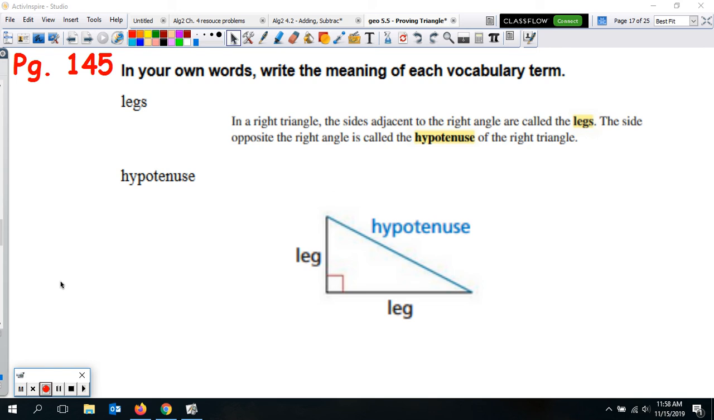Okay, so we're going to go back to 145. Look at our vocabulary. It has two there. It says legs and hypotenuse. This is specifically for a right triangle. So in a right triangle, the sides adjacent to the right angle are called legs.